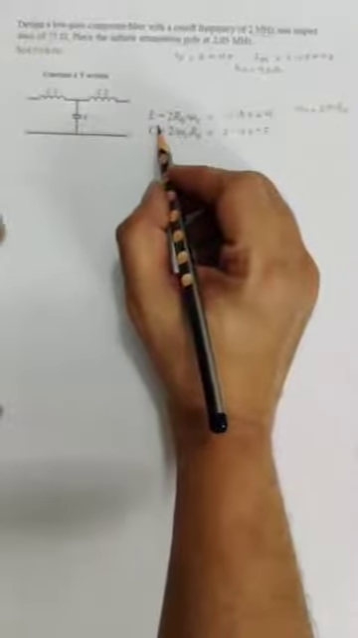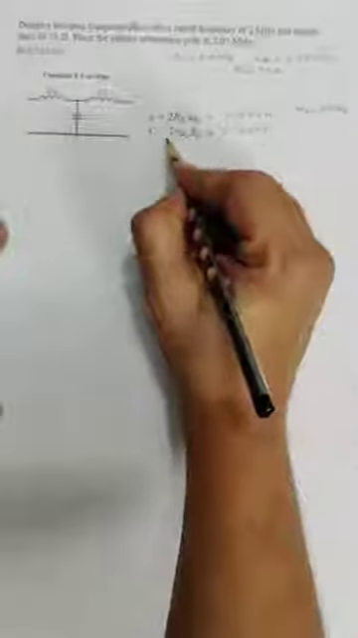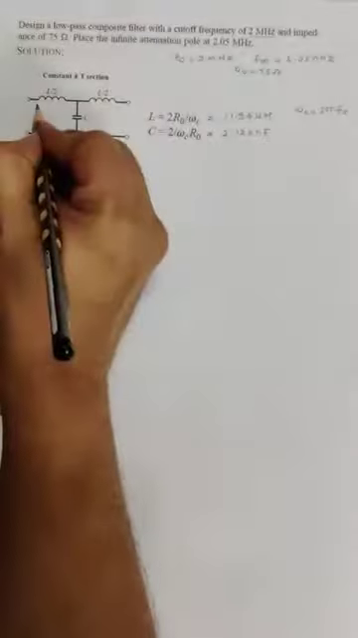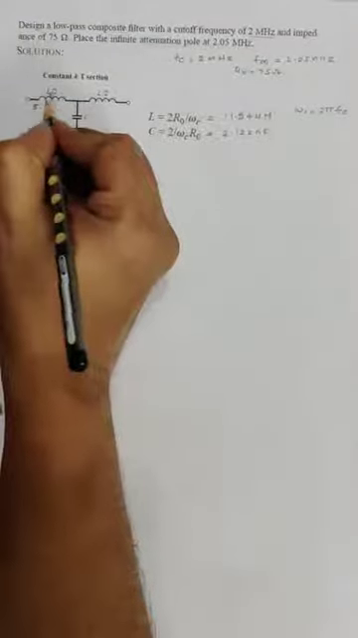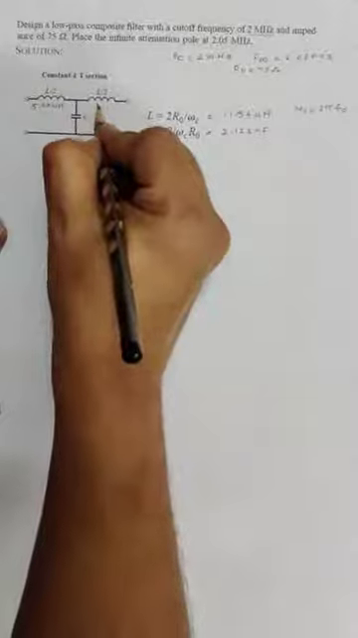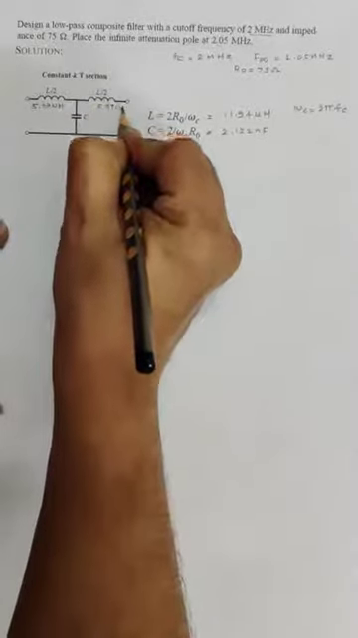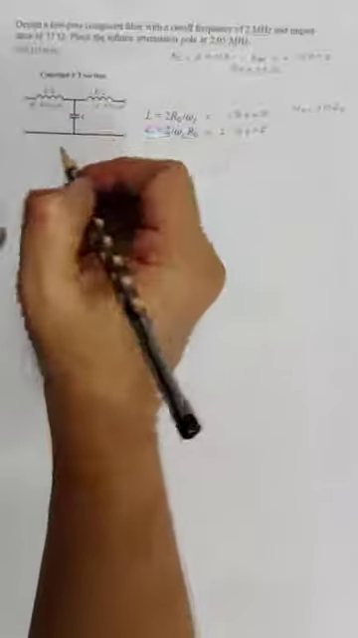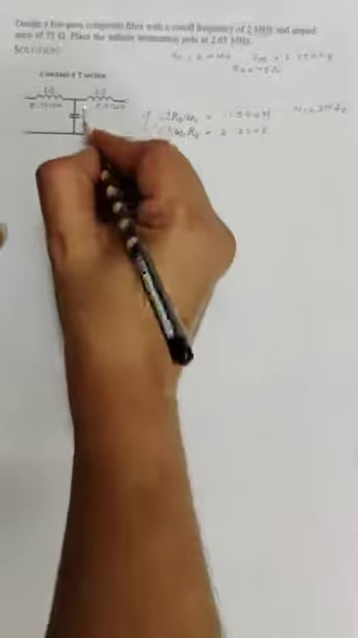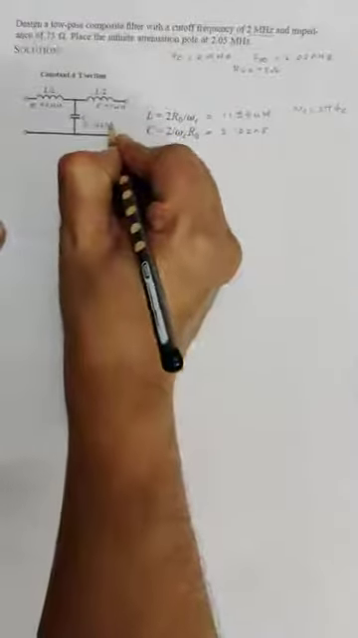So we have calculated the values of L and C, but here the component value is L by 2. So we will divide this by 2 and it will result into 5.97 microhenry. The value of the C turns out to be 2.122 nanofarad.